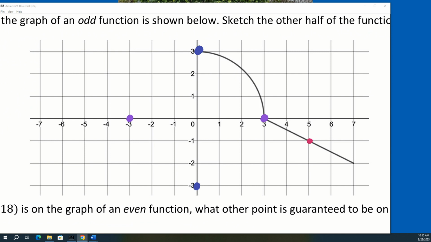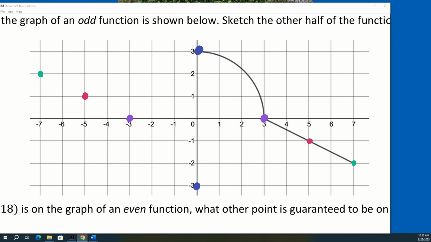Okay, and then we have 5, negative 1. Which should that be for the odd? 5, negative 1? Negative 5, positive 1. So if it's odd, you're going to change both signs. Right. And then the last one I see is 7, negative 2. So that should go to negative 7, positive 2.